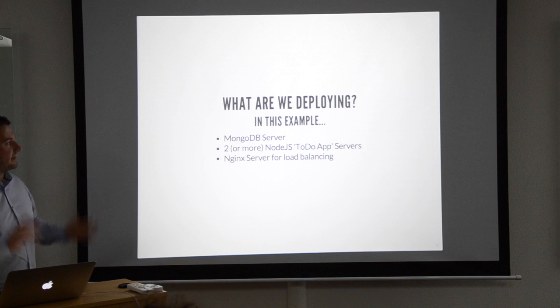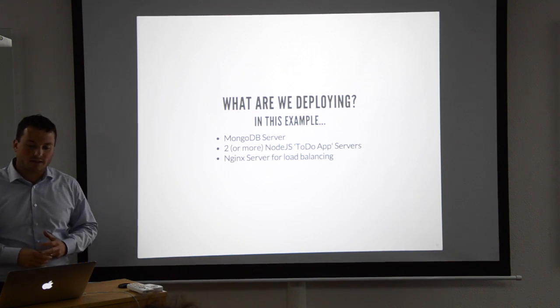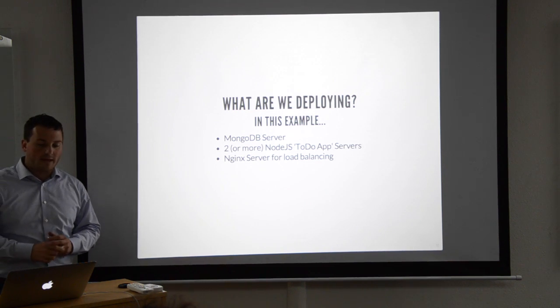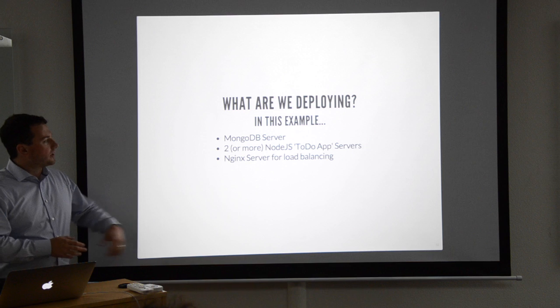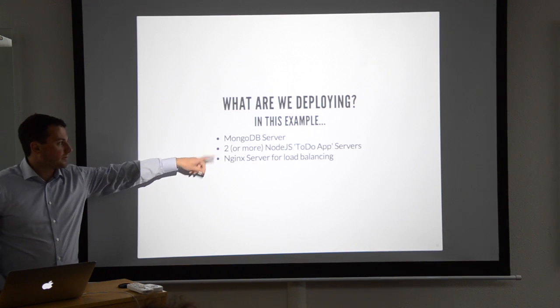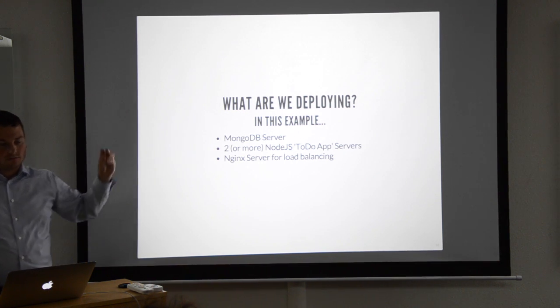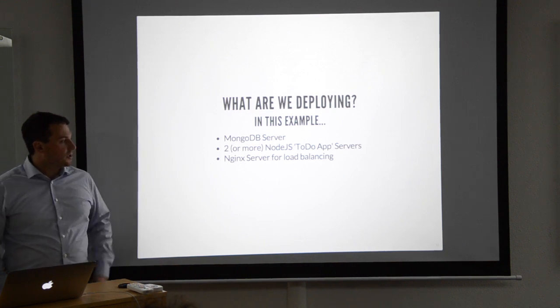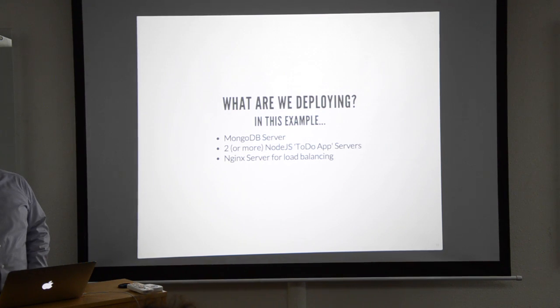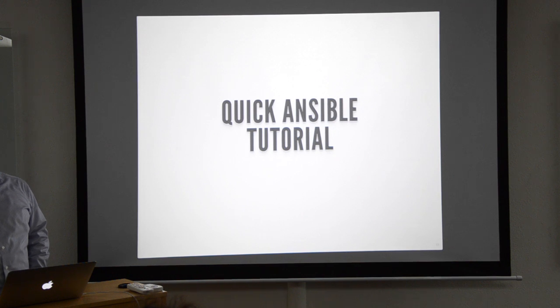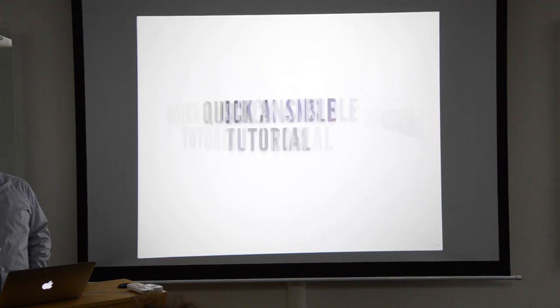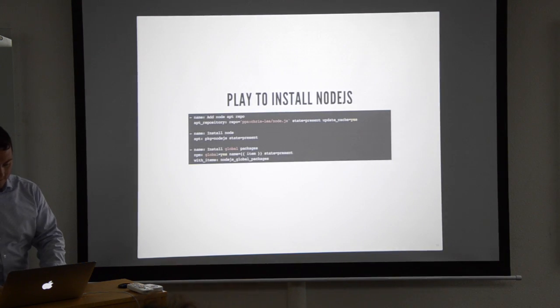So for this example application, I found a simple to-do app, an AngularJS app. So we're going to deploy a MongoDB server. We're going to have 2 or more Node.js to-do app servers. And then we've got an Nginx server that's going to be fronting our Node servers. Okay, so let's do a quick Ansible tutorial because I was talking about how easy it is. Let me make this a little bit bigger.